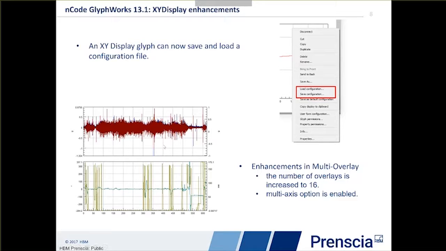We've got in XY display the multi-overlay option, where typically people would overlay all the acceleration signals in one slot, and below you'd overlay all the temperature or displacements or whatever. Typically, data that would be gathered can be separated into different slots. So now we've increased the number of those slots to 16. And we've also enabled the multiple axes options, such that you can have this axis on the left-hand side and this one on the right-hand side associated with different data, different signals.